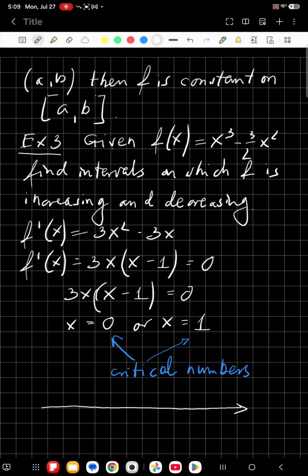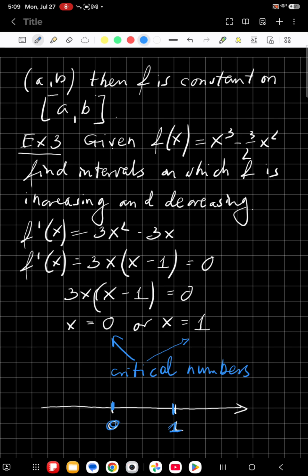Okay, so we have 0 and 1. Let me make those numbers blue. Okay, so we have 0. And I'll try to keep the same colors for this entire lecture and the next one as well. Okay, blue, critical numbers are blue.